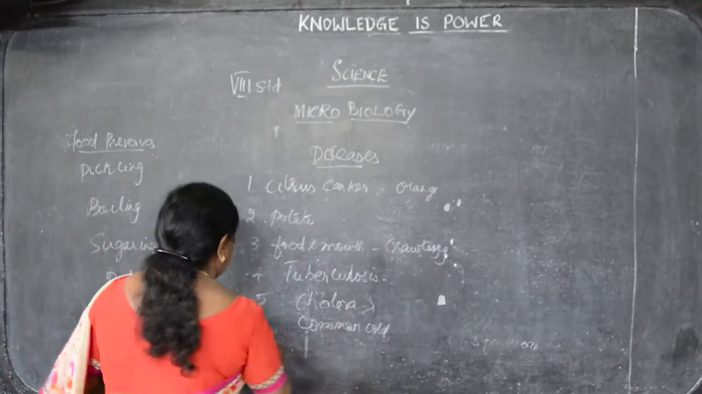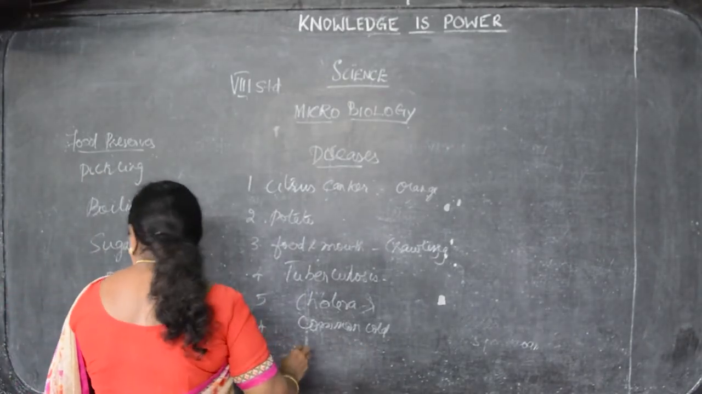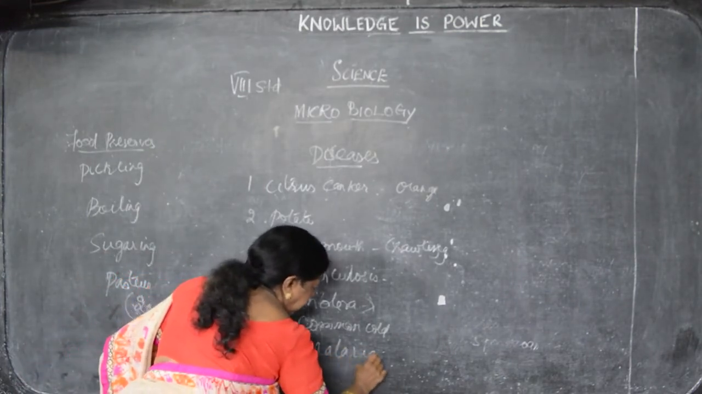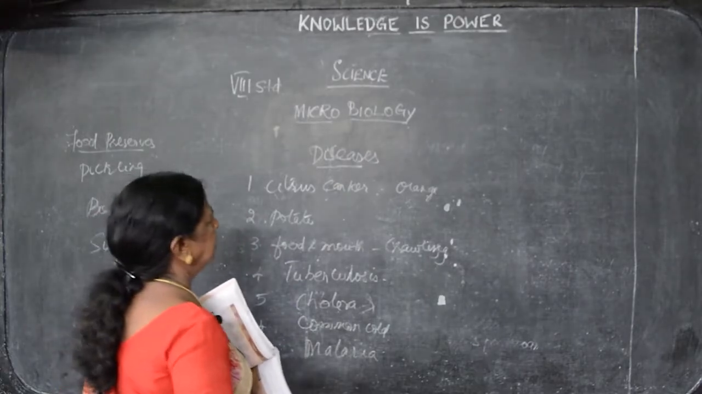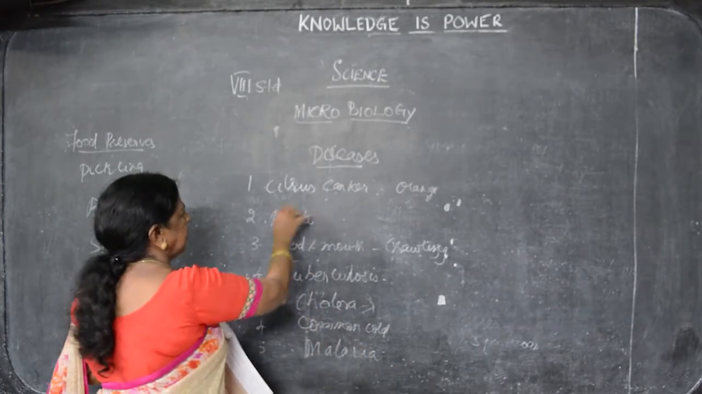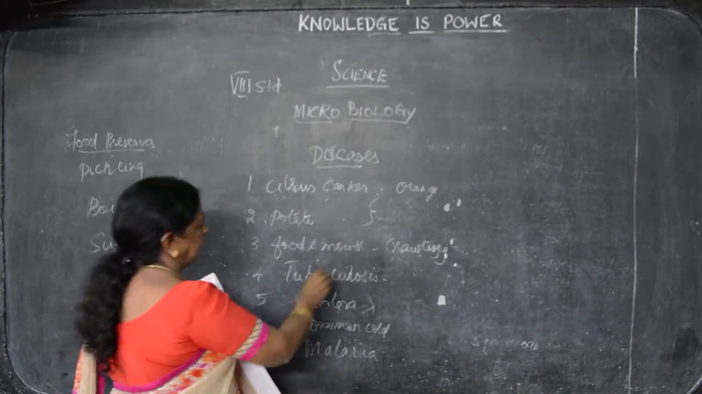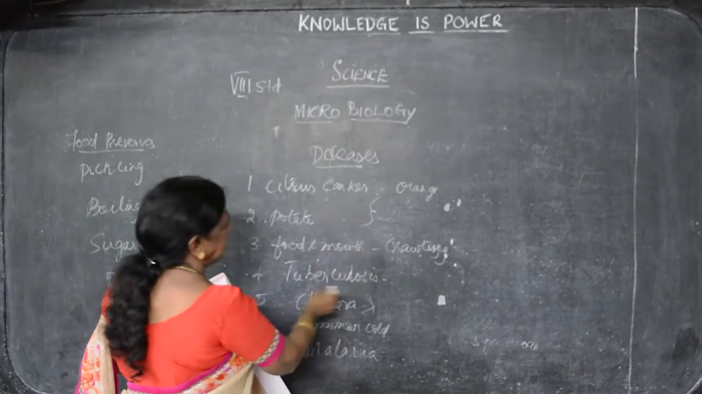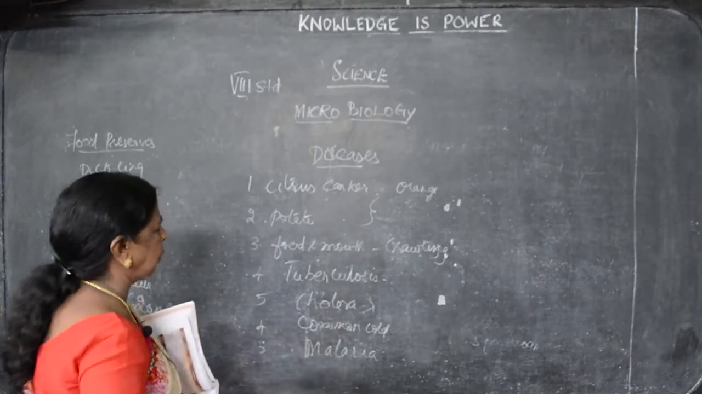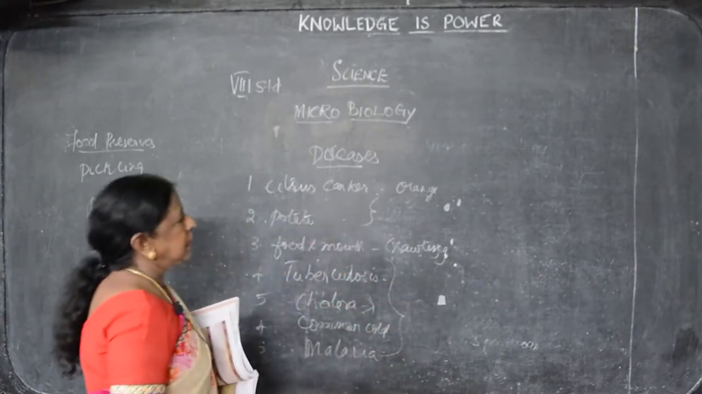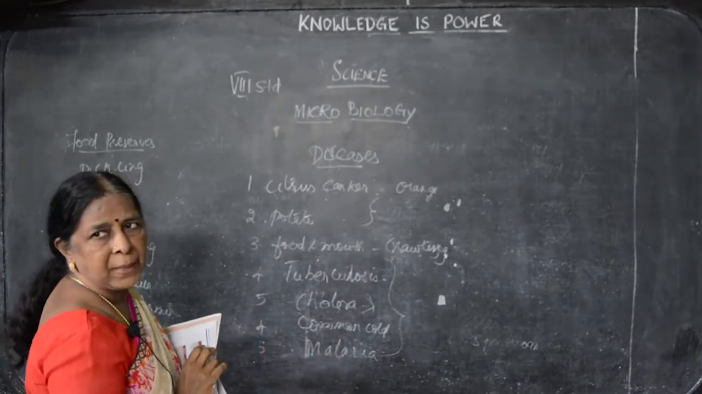Then amoebic dysentery, malaria. These are the diseases caused by the microbes. Citrus canker and potato are purely for the plants. And foot and mouth also, tuberculosis, cholera, common cold and malaria, these are for the human beings. These are the diseases caused by microbes.